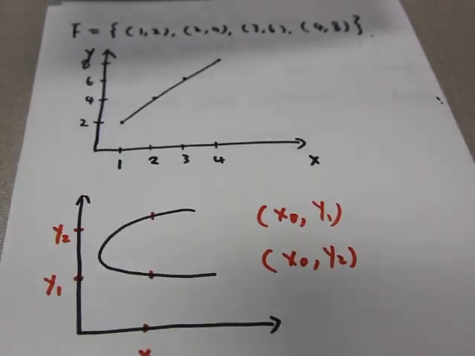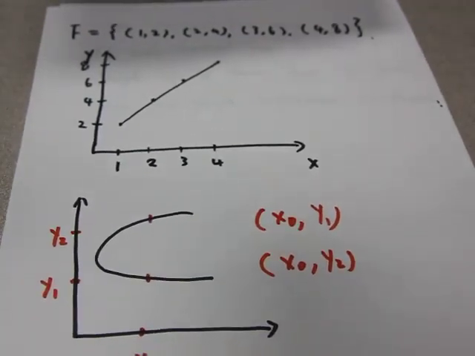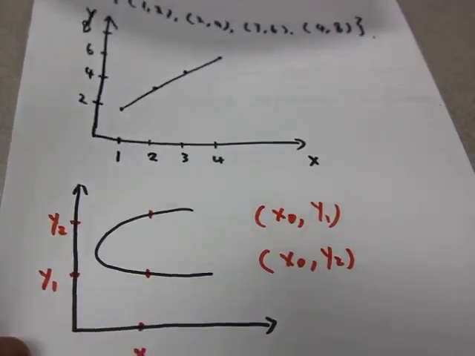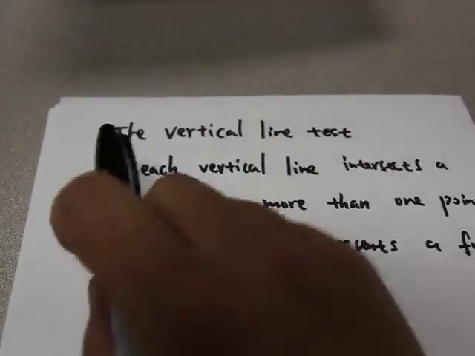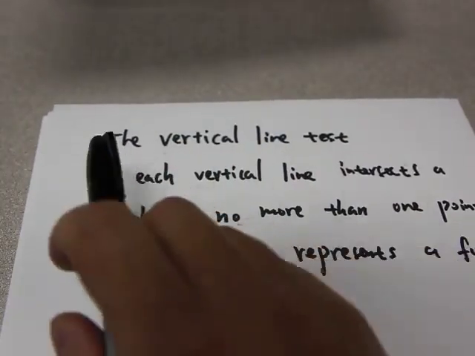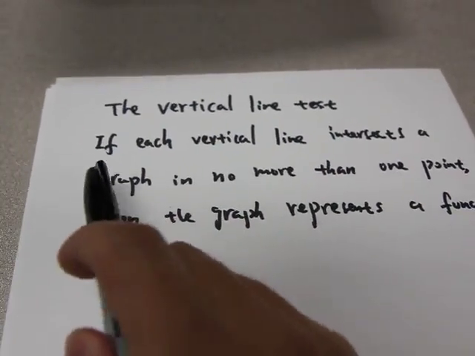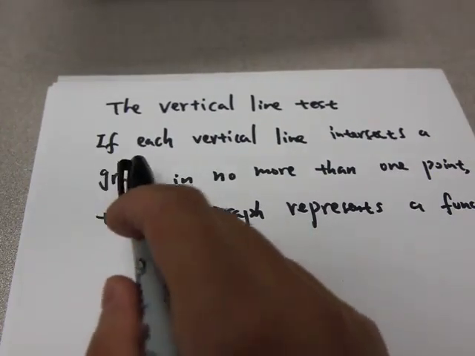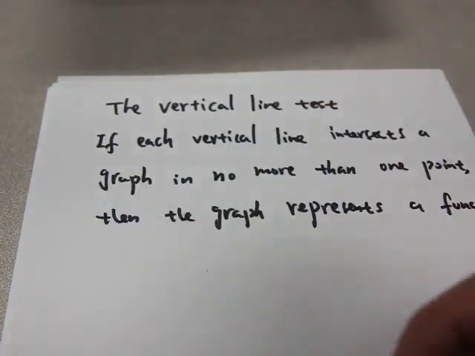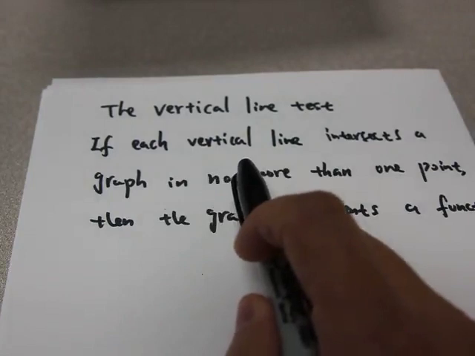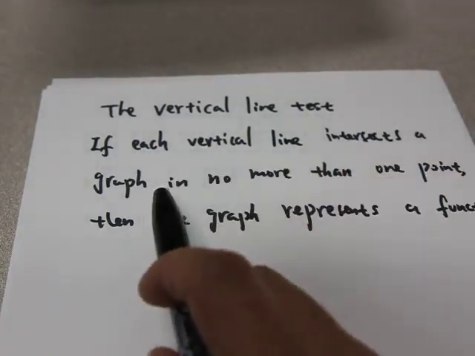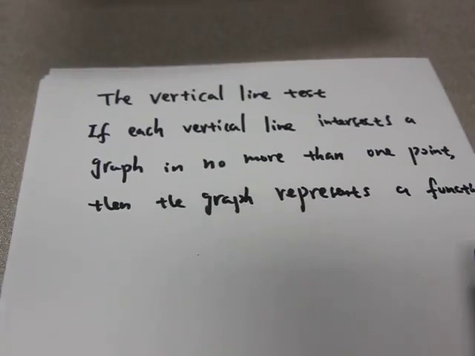Now, how can we tell, if we are given a graph, whether that graph represents a function or not? We're going to use this method, the vertical line test. Given a graph, we draw a vertical line across that graph. If that vertical line intersects the graph in no more than 1 point, then the graph represents a function. Otherwise, the graph is not a function.